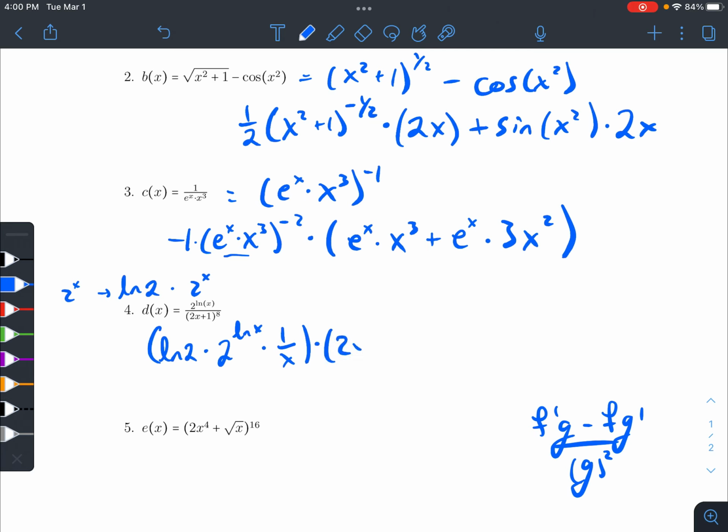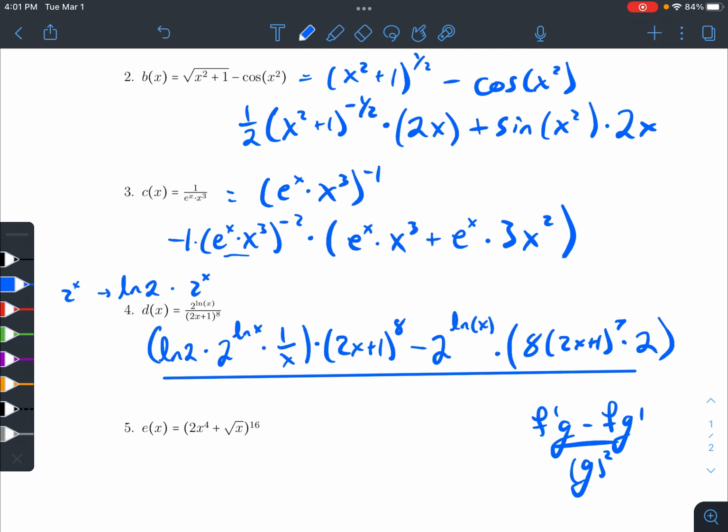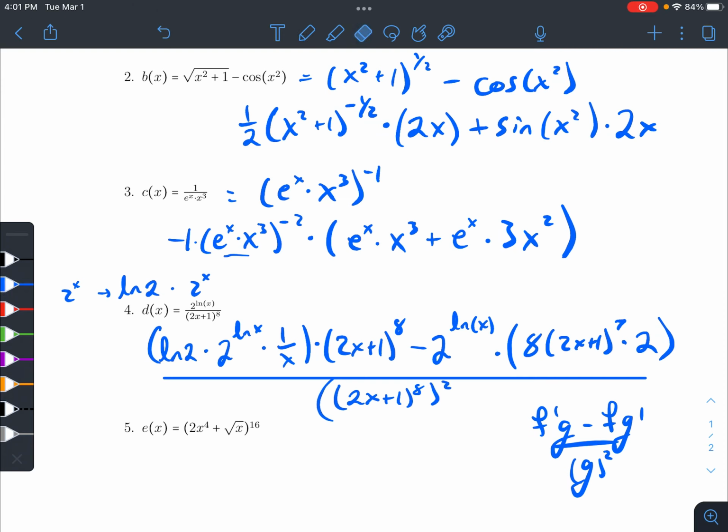And then multiply by the bottom, keep the bottom the same, minus, now we keep the top the same, and multiply by the derivative of the bottom, which is going to be 8 times the something to the 7th, and then times the derivative of that inside function, which is 2. Derivative of 2x plus 1 is just 2. Okay, now all of that is just going to be over the denominator squared. So this all squared.